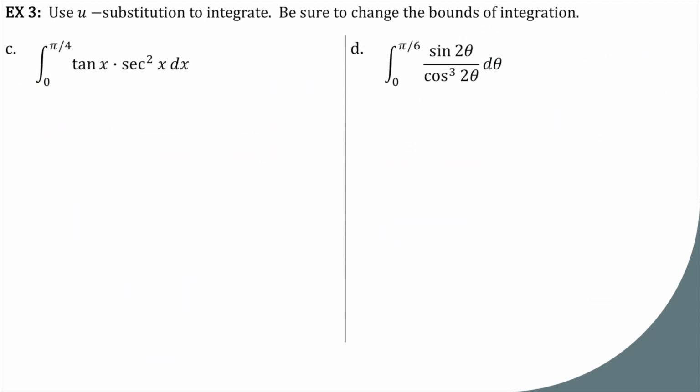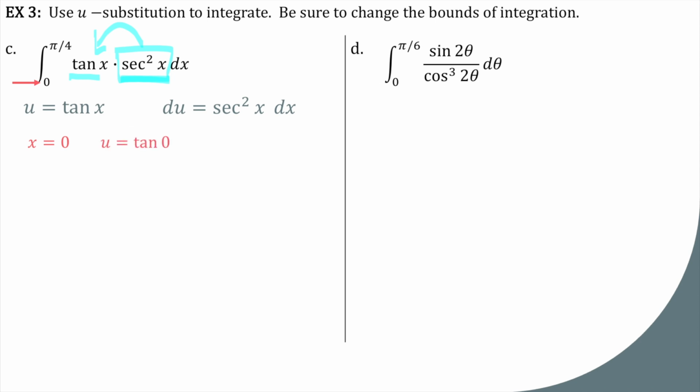For trig functions, what do you think u should be? We've got tangent x and secant squared x. Well, secant squared x is the derivative of tangent x. Aha! U equals tangent x. Du equals secant squared x dx. Change our bounds. So instead of x equals 0, we need the tangent of 0, which is 0, so that one stayed the same. And then instead of pi over 4, we need tangent pi over 4, which is 1.